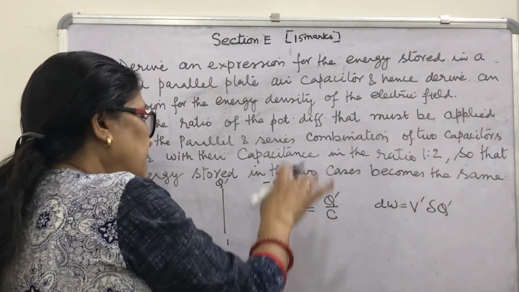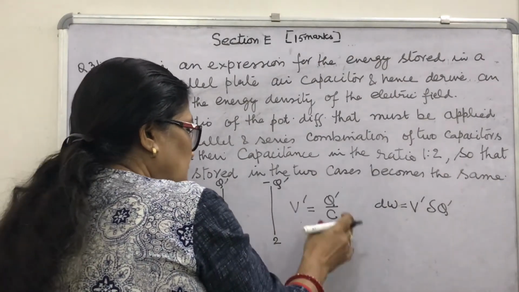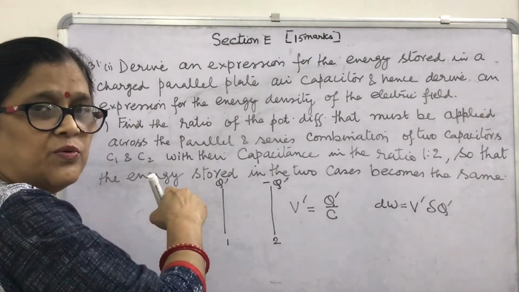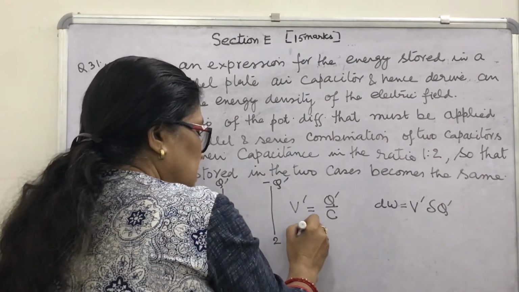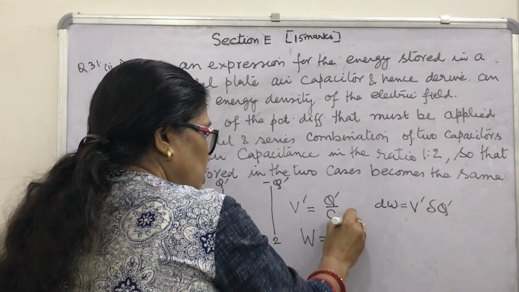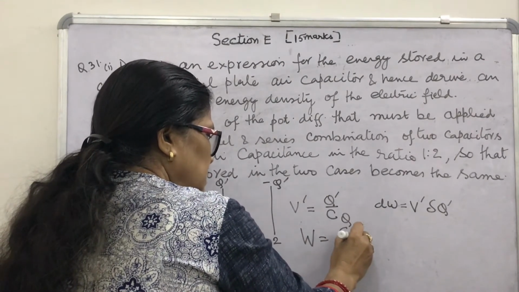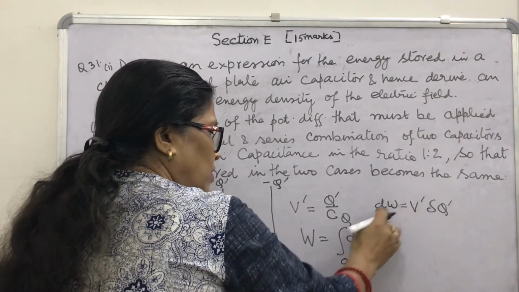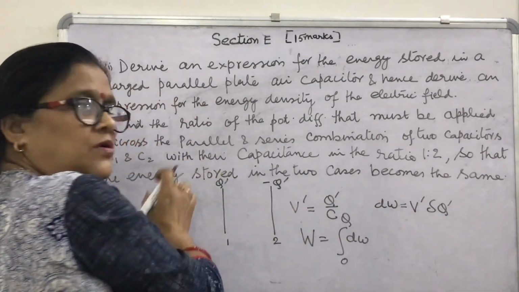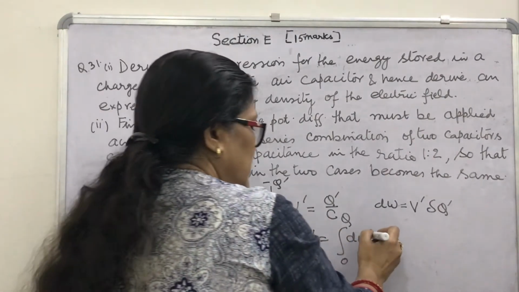What will be the net work done in charging the capacitor from 0 to the total charge Q? How will you write it? This net work done can be written as the sum, from 0 to Q, of all the work done in transferring the charge delta Q from plate 2 to plate 1.